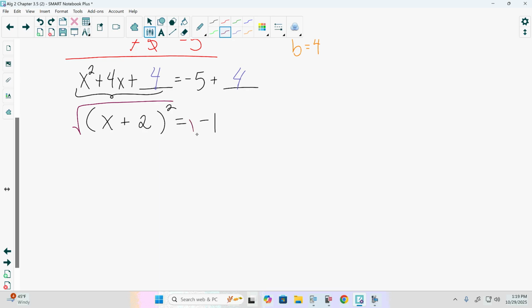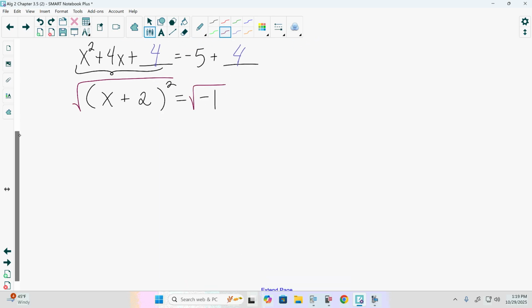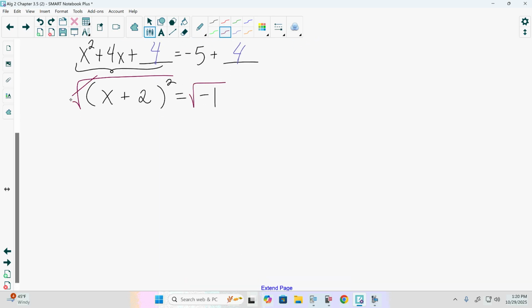At this point here, we'll take the square root of both sides. Well, on the left-hand side, our square root and the square will cancel, telling us that we have x plus 2 is equal to plus or minus. Now, we need to figure out what the square root of negative 1 is. What is the square root of negative 1?